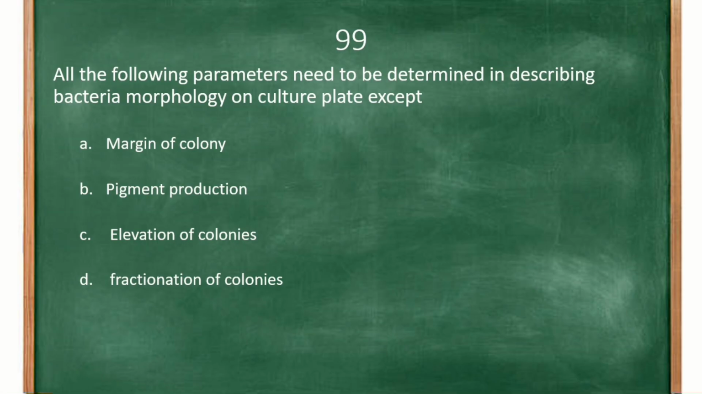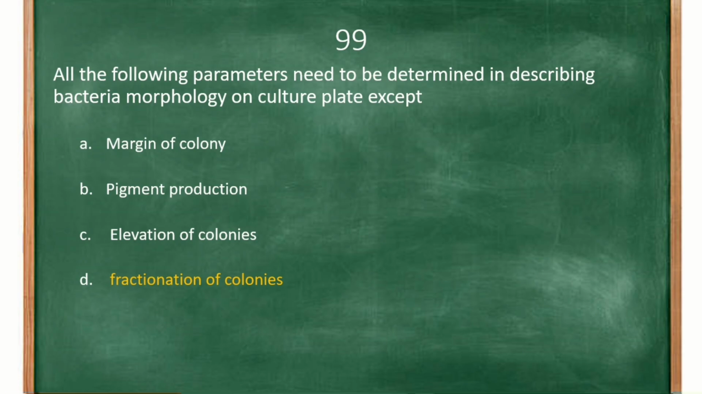So question 99 says that all the following parameters need to be determined in describing bacterial morphology on culture plates except: A, margin of colony; B, pigment production; C, elevation of colonies; and D, fractionation of colonies. So the correct answer here is fractionation of colonies. If you look at option A, the margin of colony, this refers to the edge of the bacterial colony and can help in identifying the bacteria. Is the edge smooth, is it irregular, or is it serrated? This is very important in identifying bacterial colonies.